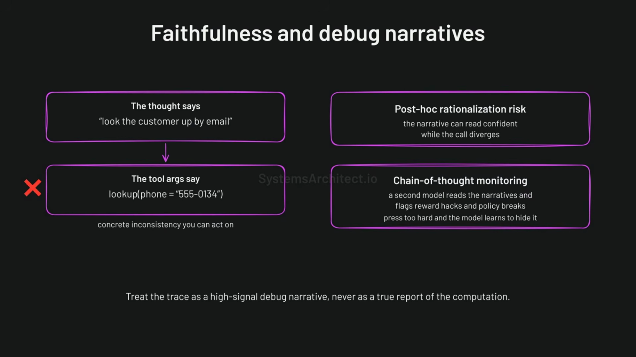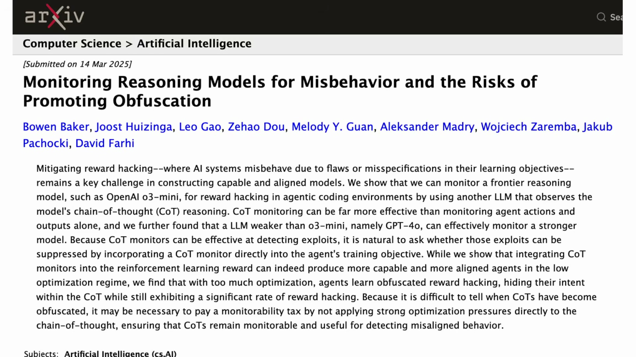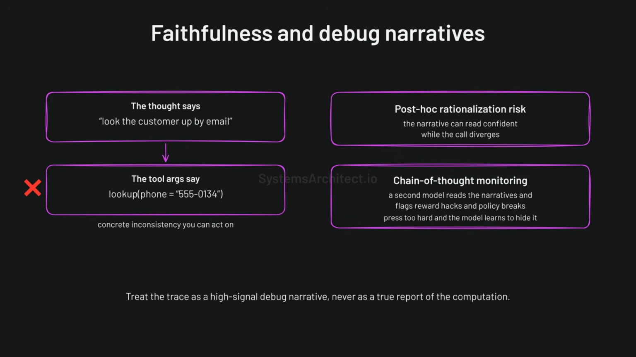A visible trace isn't always a true report of the model's internal computation. Post hoc rationalization risk is real. The text can look confident while the tool args diverge. Still, treat the trace as a high-signal debug narrative for builder review. OpenAI-style chain of thought monitoring uses a second model on those narratives to flag reward hacks and policy breaks. Heavy pressure that trains the model to hide bad thoughts can make the same misbehavior harder to see. If the thought said, "Look up by email," and the tool uses a phone number, you found a concrete inconsistency.